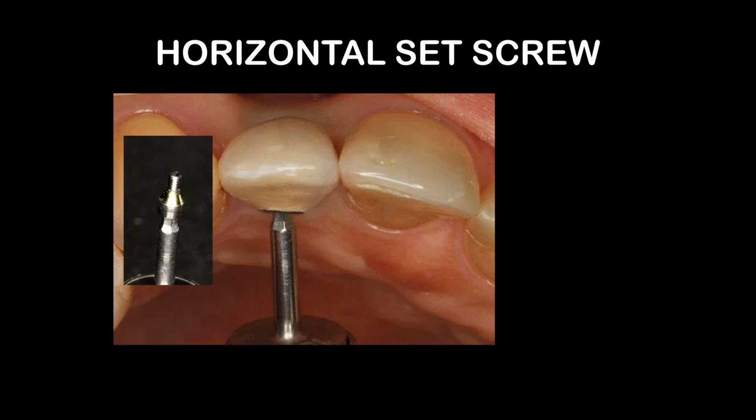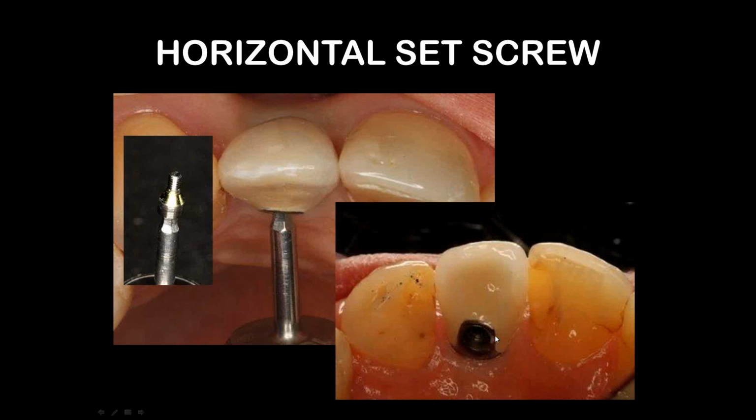So on a lower arch, very often you want to do it on the buccal, not on the lingual, because the arch shape might not leave you enough room to put this driver in and to actually turn it. So we put in the set screw and we tighten it.